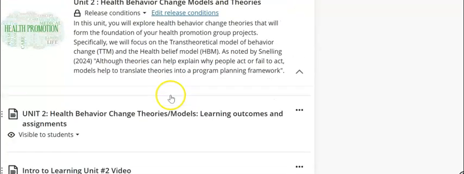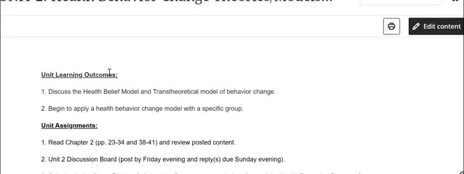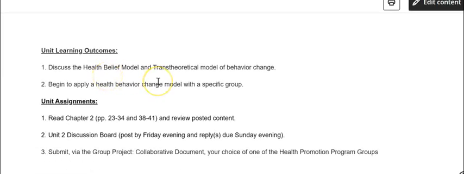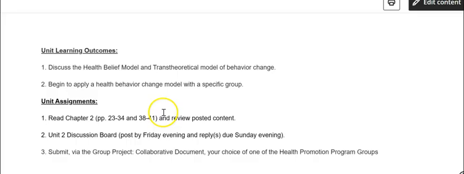So when we click on here, we have the learning outcomes and our assignments. Specifically, we're discussing those two models of behavior change, and we're beginning to apply a health behavior change model with a specific group. And you're reading chapter 2, and not the complete chapter is required. Pages 23, where it first starts off, to 34, and then 38, where it's talking about the historical perspective, to 41, where it goes over the key terms.